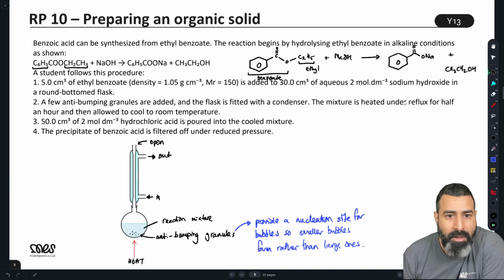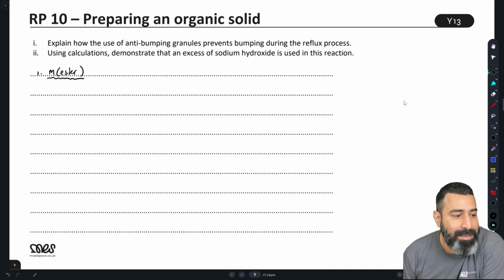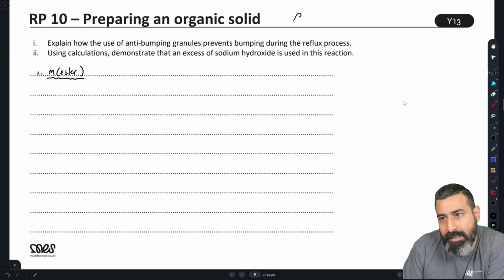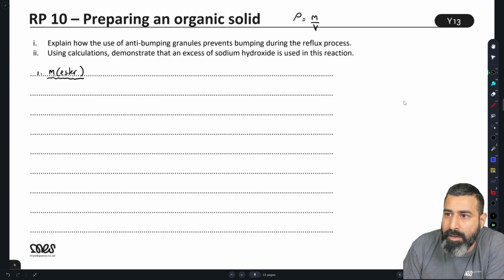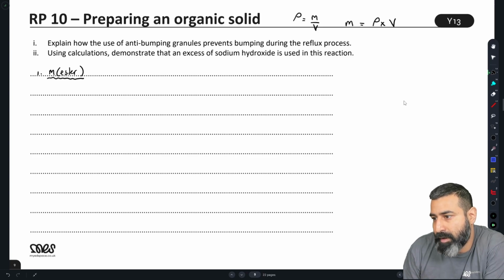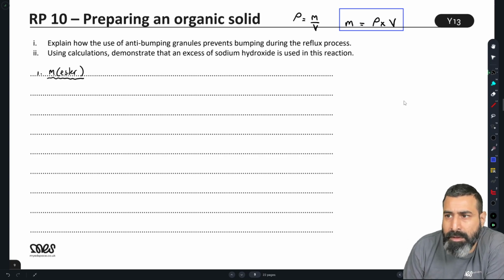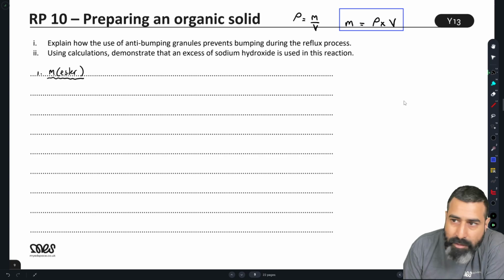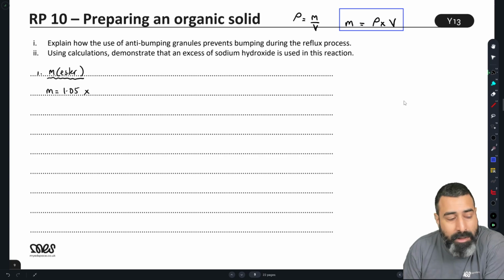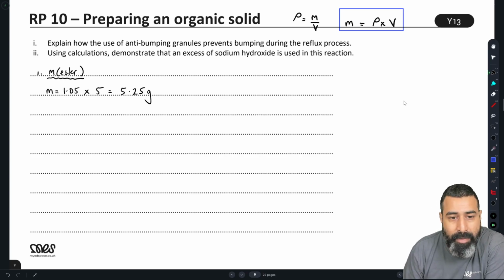So I've got the ethyl benzoate, but I've got it as the density. So remember that the density is this symbol rho, which is the mass divided by the volume. So then to work out the mass, that's going to be the density multiplied by the volume. So I need to use this relationship here, okay? So the density of the liquid was 1.05 grams per centimeter cubed, and I use 5 centimeters cubed of it, so I get my mass is 5.25 grams of the ethyl benzoate.